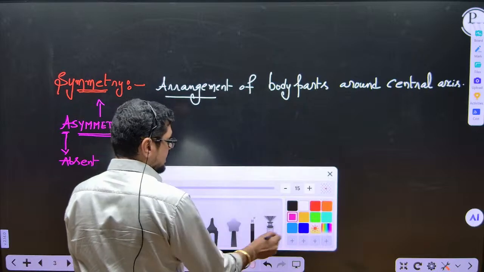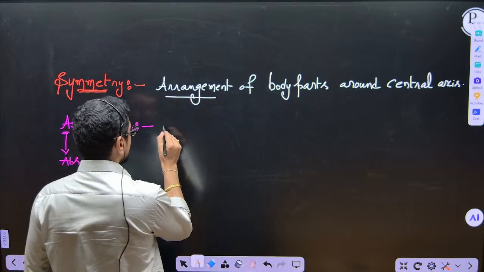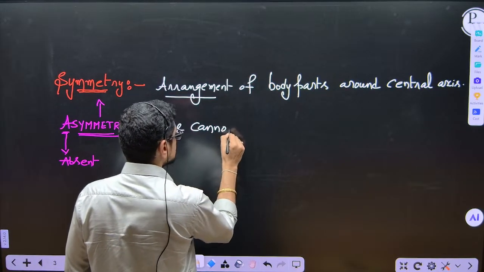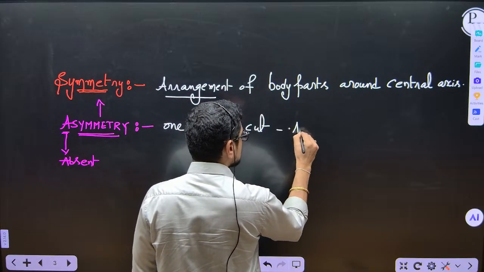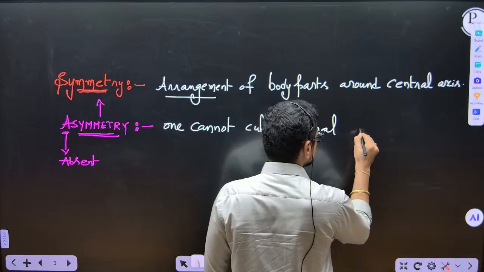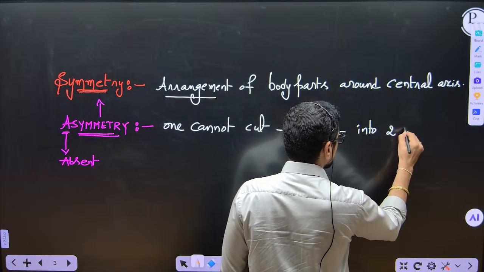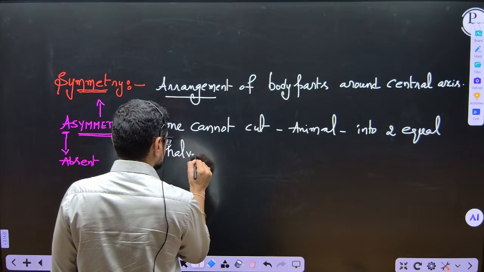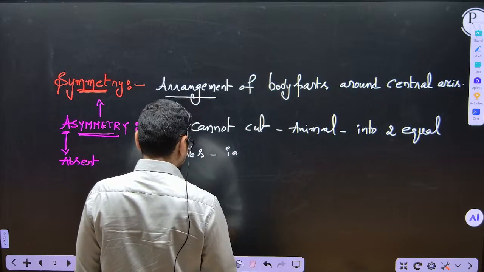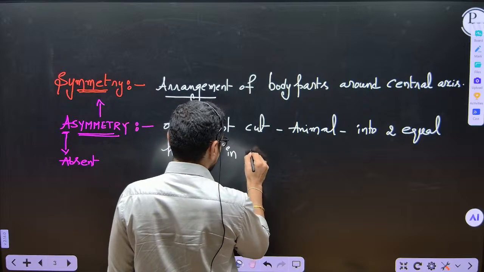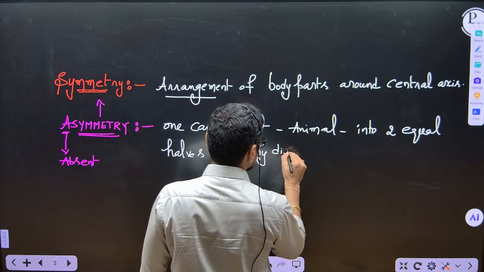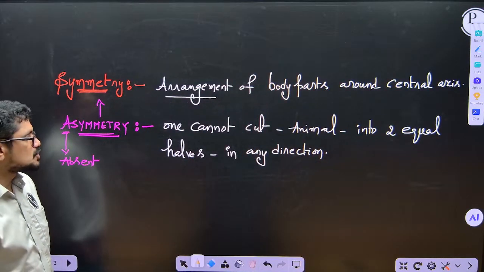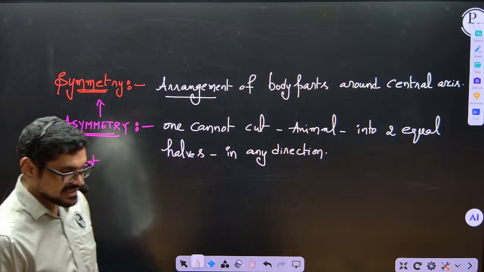Okay, so let me write the definition in short form. One cannot cut an animal or organism into two equal halves in any direction, in any plane. In any direction, you cannot cut the organism into two equal halves. That is asymmetry.